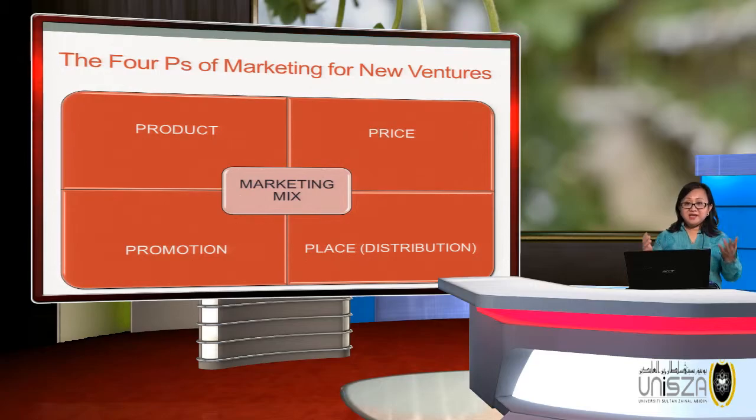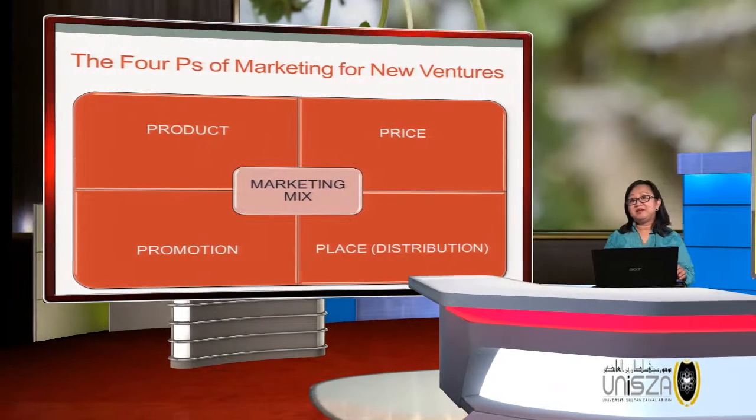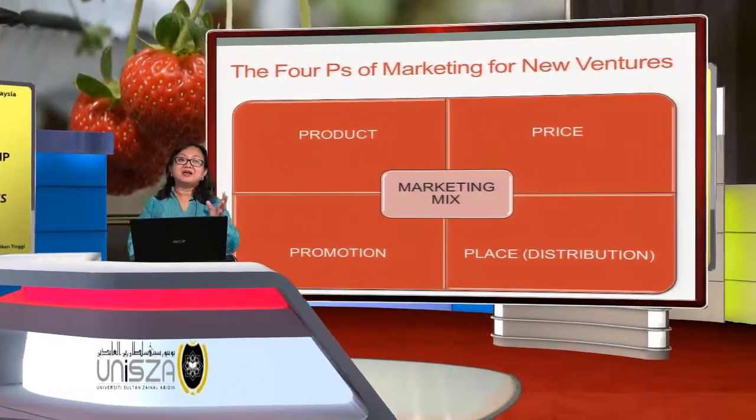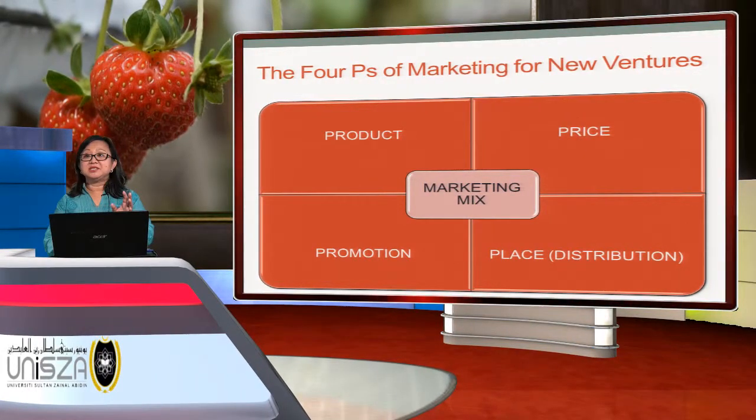Now, we already understand the importance of market segmentation, target consumers, positioning strategy, and we are also able to develop our own brand. What should we do next in marketing? We must look at the marketing mix that comprises the 4 P's, that's product, price, place, or distribution, and also promotion.